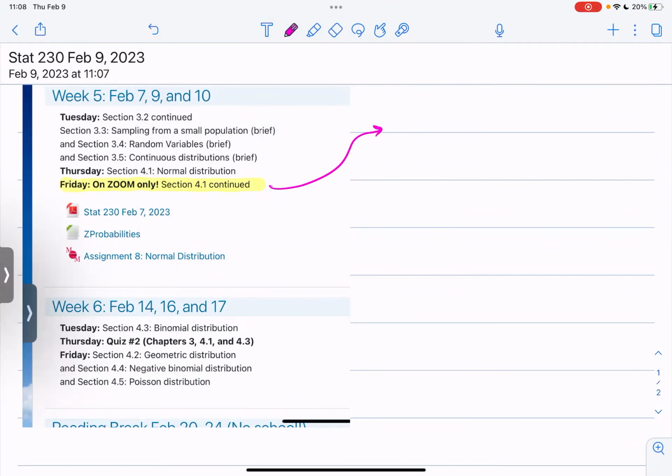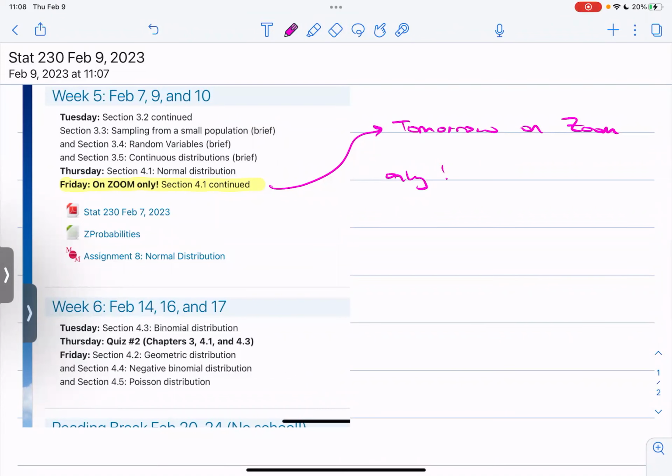I need to make it very, very clear: I don't want you showing up for no reason. Well, I guess you could always come in here and join Zoom, but I won't be able to be here. Okay, so tomorrow is on Zoom only.